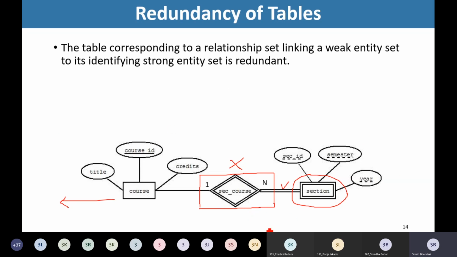So if I'm supposed to create the tables in this scenario wherein I'm having a weak entity set, an identifying relationship set and the associated strong entity set, I'll be creating only two tables. One meant for the identifying entity set and one meant for the weak entity set. I'll not create a table for this identifying relationship set. No table. Got it?